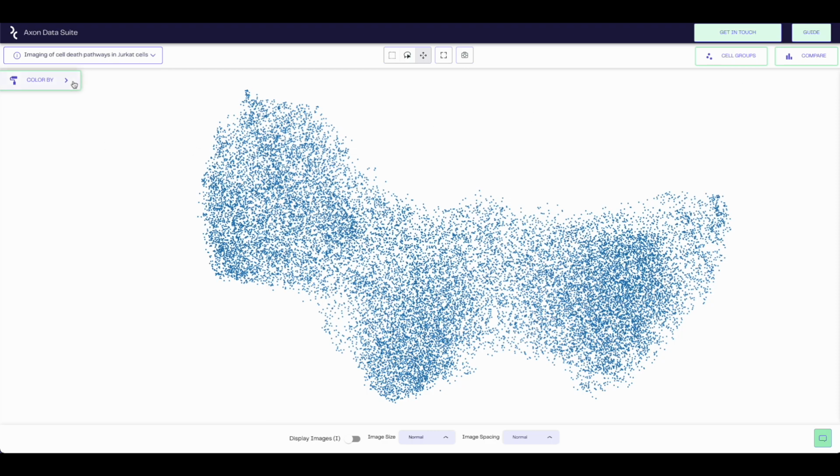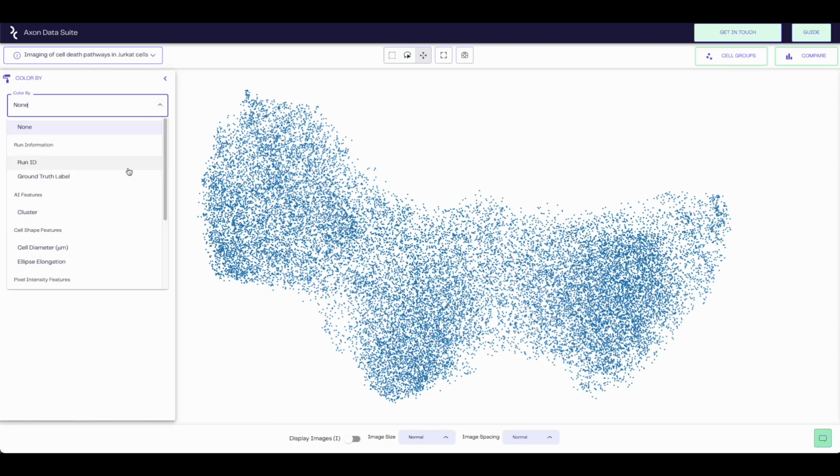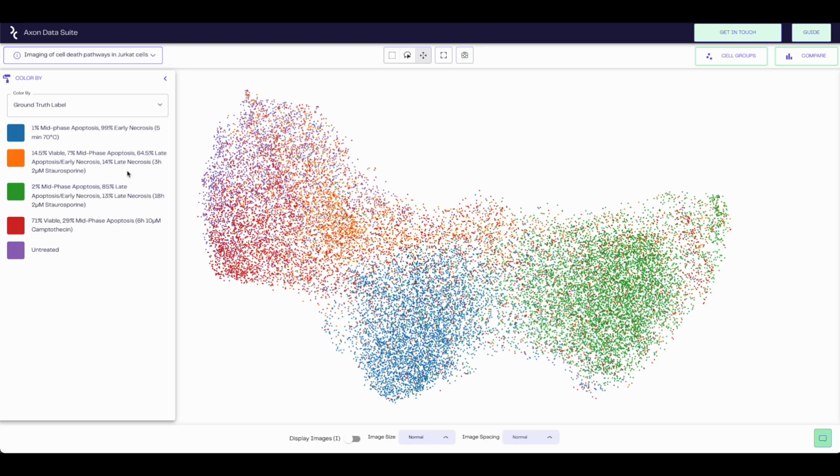When we color embeddings by ground truth label, we can see the distribution of cells from each of 5 treated conditions: untreated, camptothecin treated, staurosporine treated for 2 different intervals, and heat treated. We've included the percentage of cells from each condition in each cell death state as determined by flow cytometry.